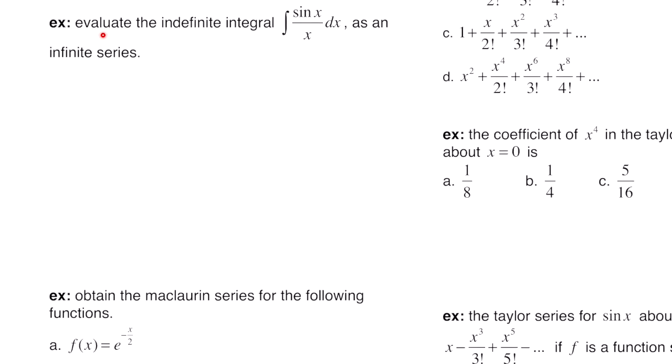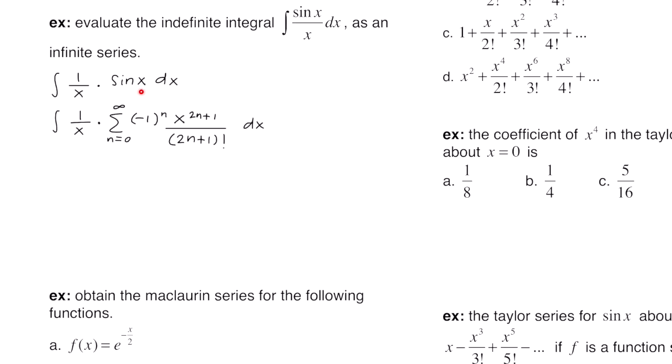This example says evaluate the indefinite integral, and we have the integral of sine of x over x dx as an infinite series. So the first thing I want to do with this indefinite integral is this x right here. I want to pull it to the front as a 1 over x. And next I'm going to take the sine of x and rewrite it as a series in sigma notation.